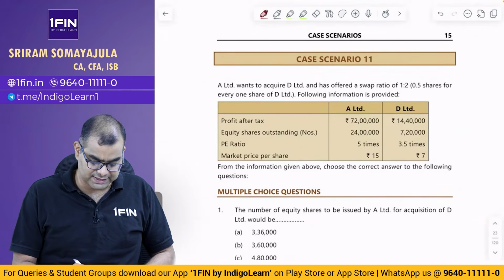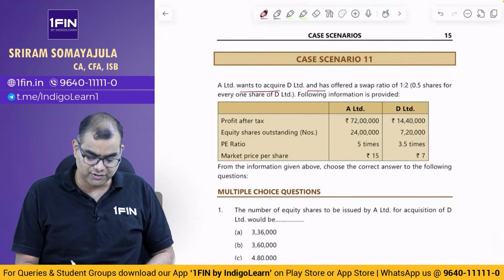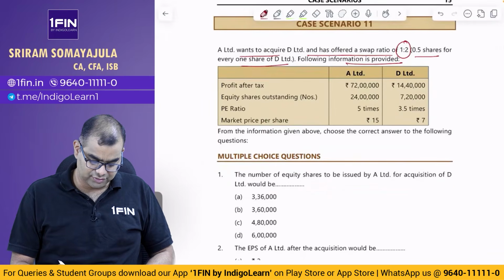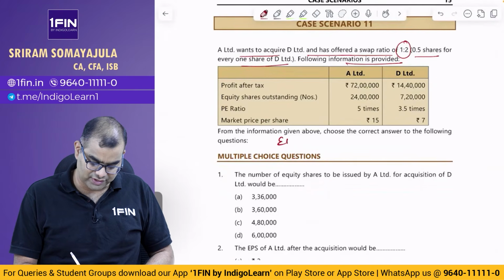Okay, let us move to the next case study. A Limited wants to acquire D Limited and has offered a swap ratio of 1:2, that is 0.5 shares for every share of D. Following information is provided: PAT, equity shares, PE ratio, market price. Now, what else is pending? We'll find out EPS also, no? Somewhere EPS will be used.